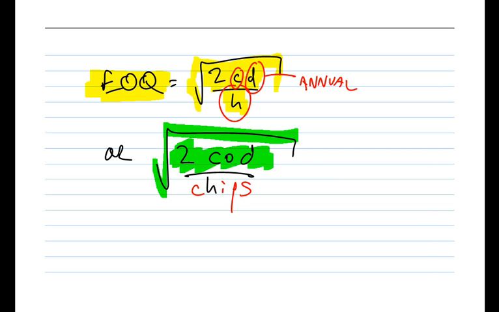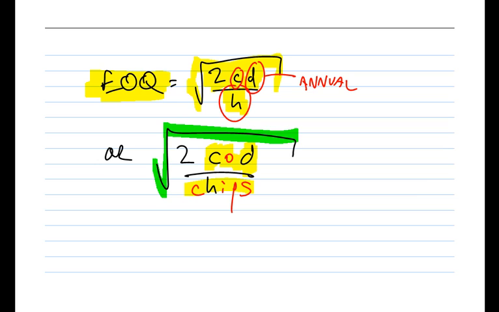So it's 2 cod over chips. And that helps me to remember that it's 2 times C. And the fact that it's cod, the CO, actually even then reminds me that it's the cost of placing an order, times D, that demand for the raw material for each year. And then the chips helps me remember the H for the holding cost.